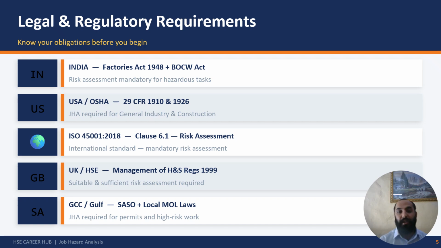That's your JHA. And for those of you who are working in the Gulf, like Saudi Arabia, UAE, Qatar, a JSA is mandatory before any high risk work, and it is a core part of the permit to work system. So wherever you are, India, Gulf, international project, this applies to you. And here is the thing, if something goes wrong on your side and there is no JHA on record, you as the HSE officer can be personally held liable. That's how serious this is. Know your law, do your JHA, protect yourself and your co-workers.